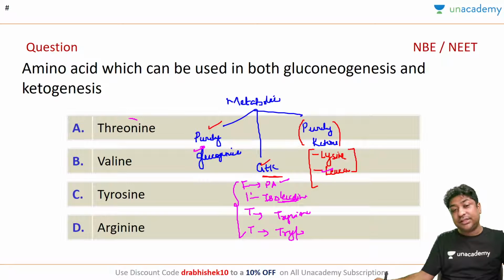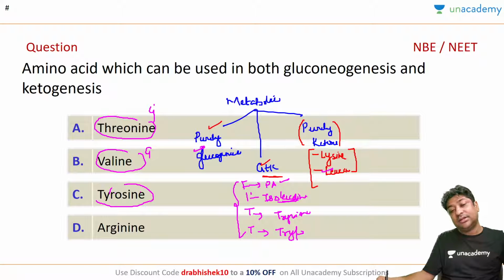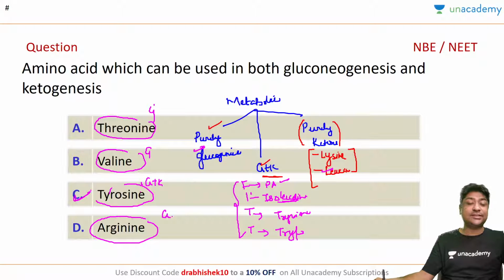So when we talk about valine, this is purely glucogenic. When we talk about tyrosine, this is both glucogenic as well as ketogenic. And when we talk about arginine, again it is purely glucogenic. So the correct answer is C.